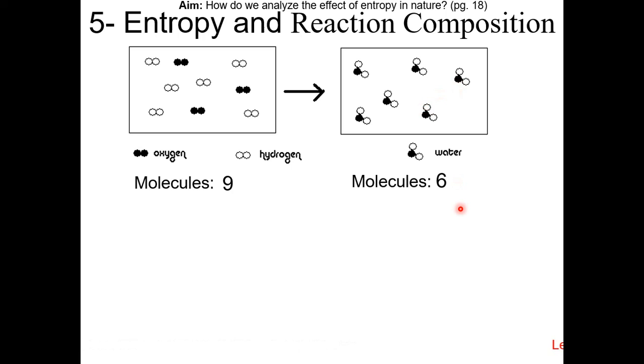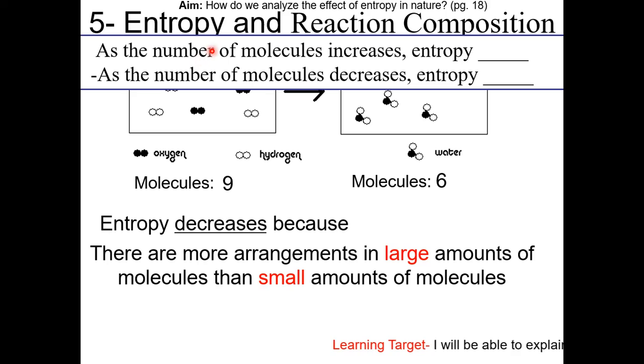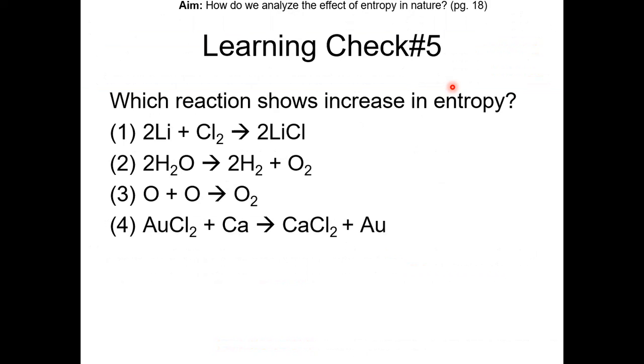Which one do you predict will have more arrangements? That'll be the reactant side, because more molecules means more possible arrangements. So when this reaction happens, entropy will decrease, because there are more arrangements in a large amount of molecules than in small amounts of molecules. Since during the reaction you went from 9 molecules to 6 molecules, the number of arrangements decreases. Therefore, entropy decreases. So as the number of molecules increases, entropy increases. As the number of molecules decreases, entropy decreases.